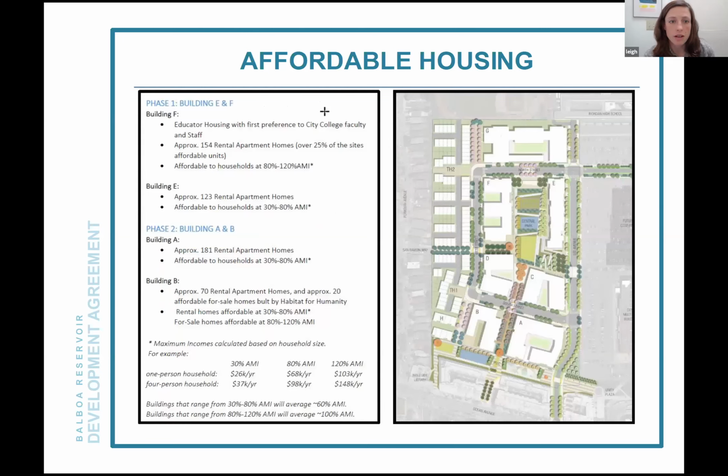This is a layout so that you can kind of picture what it will look like. The affordable buildings will be E, F, A, and B. The educator building is planned to be building F. And the detail on this slide shows more about what the AMIs are intended to be and how many units in each building. The Affordable Housing Program exhibit to the development agreement goes into the details about how this program is going to be built out and the terms under which the city will be contributing that funding.